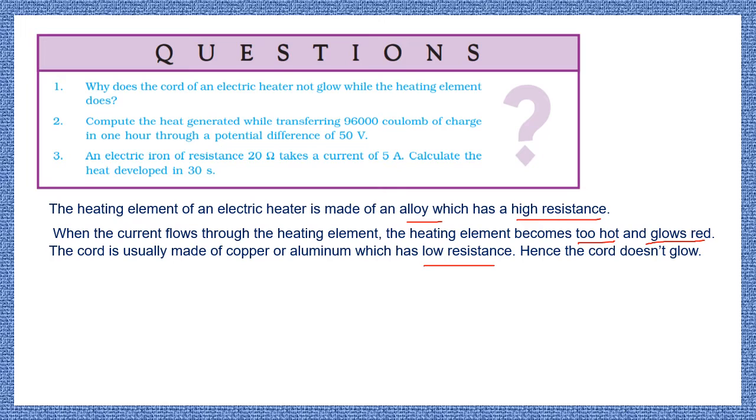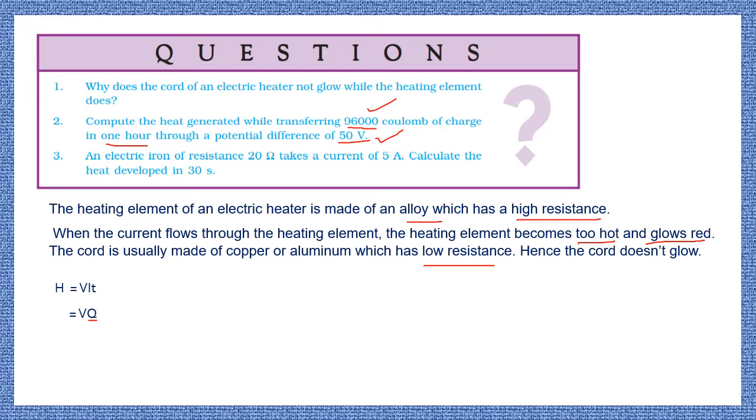The second question is, compute the heat generated while transferring 96000 coulomb of charge in 1 hour through a potential difference of 50 volt. So here you will use the formula H is equal to VIT, and IT is equal to Q. So H is equal to VQ. The value of V you are having and Q also you are having, so you can find out.